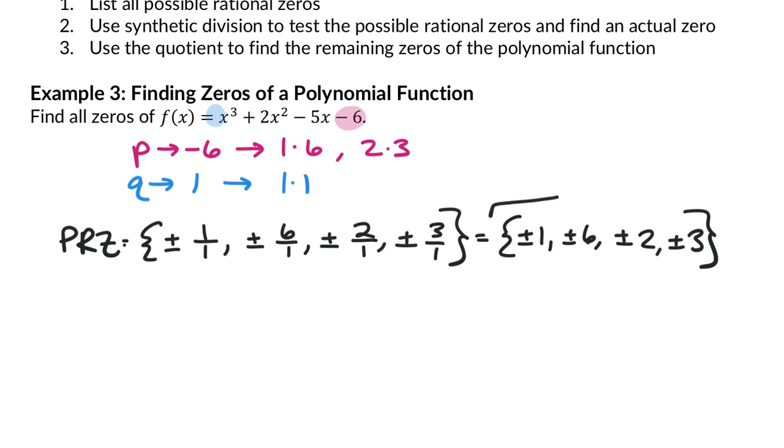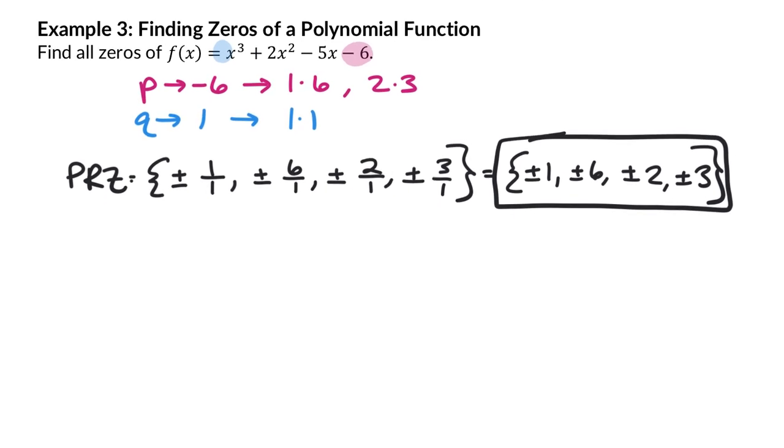So I need to look at this list of 8 numbers and figure out which of them actually are zeros of the polynomial function. So we go back to what we did last time, and we actually use synthetic division to test. Now I'm going to test them in a normal order, which means I'm starting at the beginning. I'm going to test the number 1 with synthetic division. Synthetic division would list the coefficients out. So this is 1 and 2 and -5 and -6.